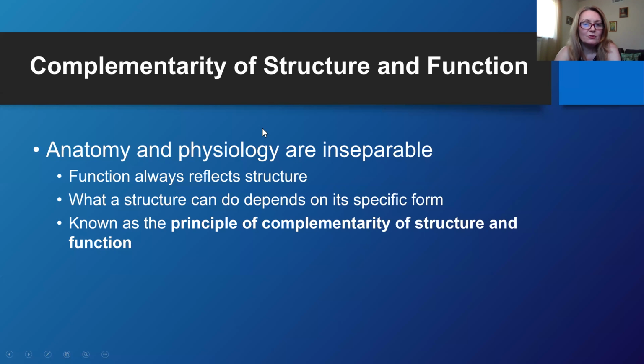Okay, so what I wanna mention over here is that anatomy and physiology are inseparable. Function always reflects structure, and what structure can do depends on its specific form. And this principle is called the principle of complementarity of structure and function. So that gives you the idea that if you know function, you can predict structure, or if you know structure, you can predict the function of that organ.